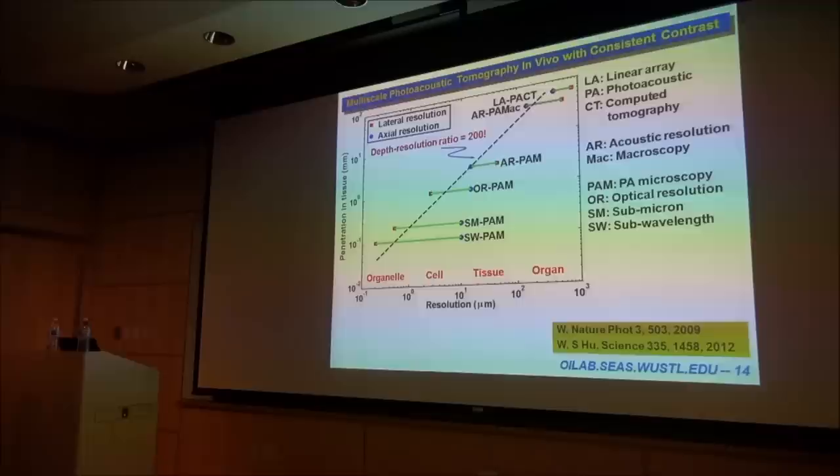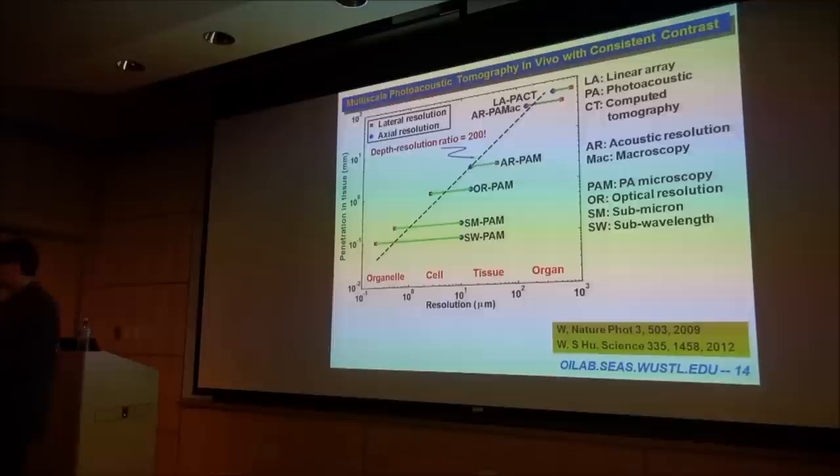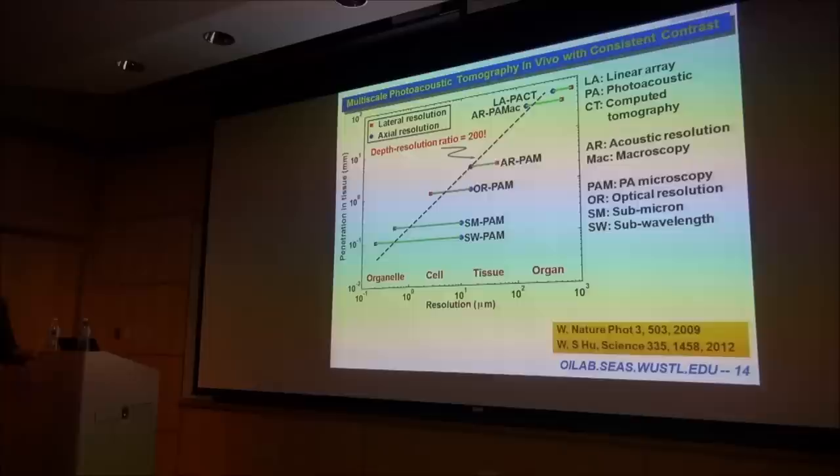In current practice, when you image organelles and cells, we use optical microscopy. For tissues and organs, we switch to non-optics: ultrasound, X-ray CT, MRI, PET. So we're talking about vastly different contrast mechanisms. You have a huge divide between the cell and tissue level. Photoacoustic tomography allows you to bridge that gap and provides a continuum from organelles all the way to organs.